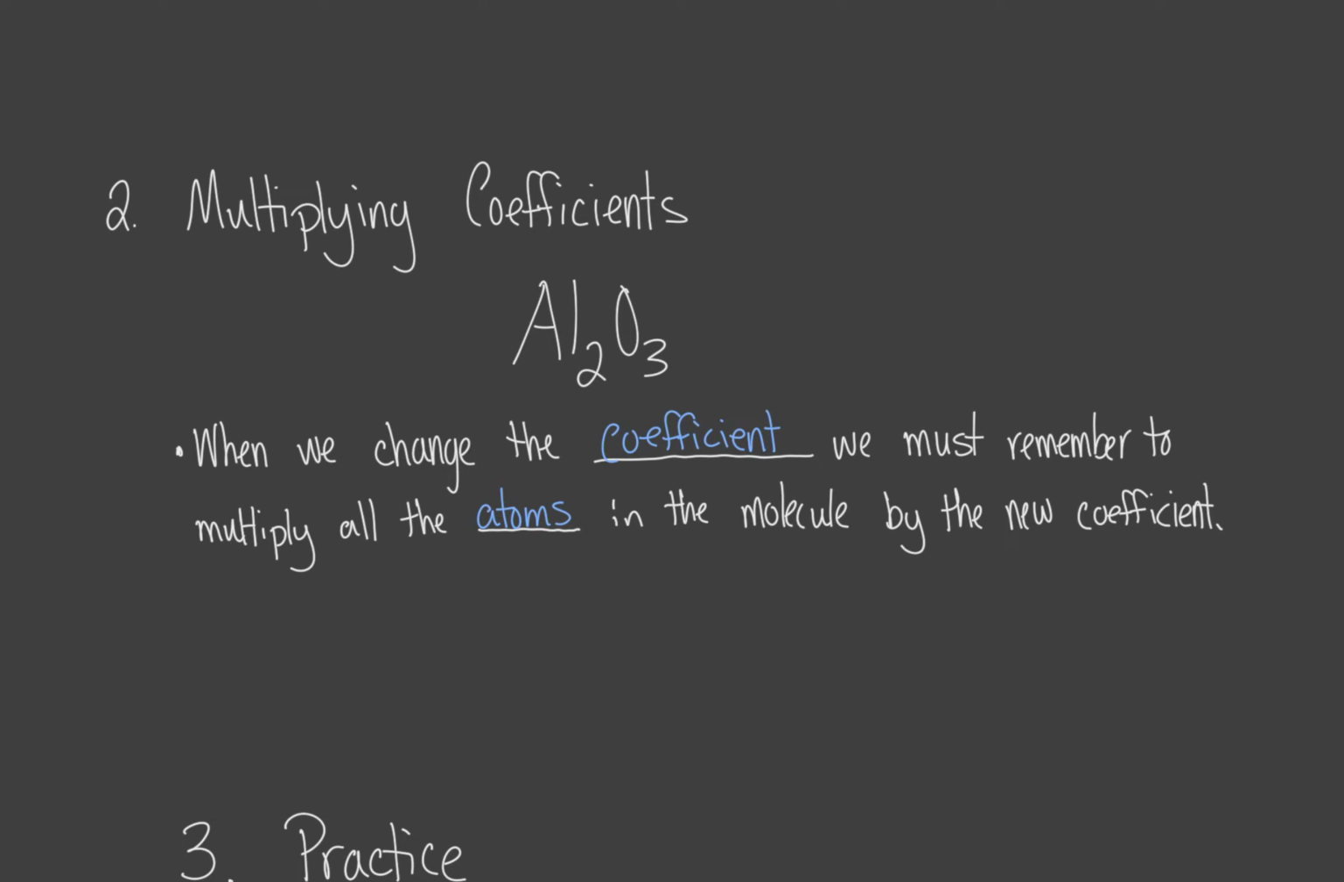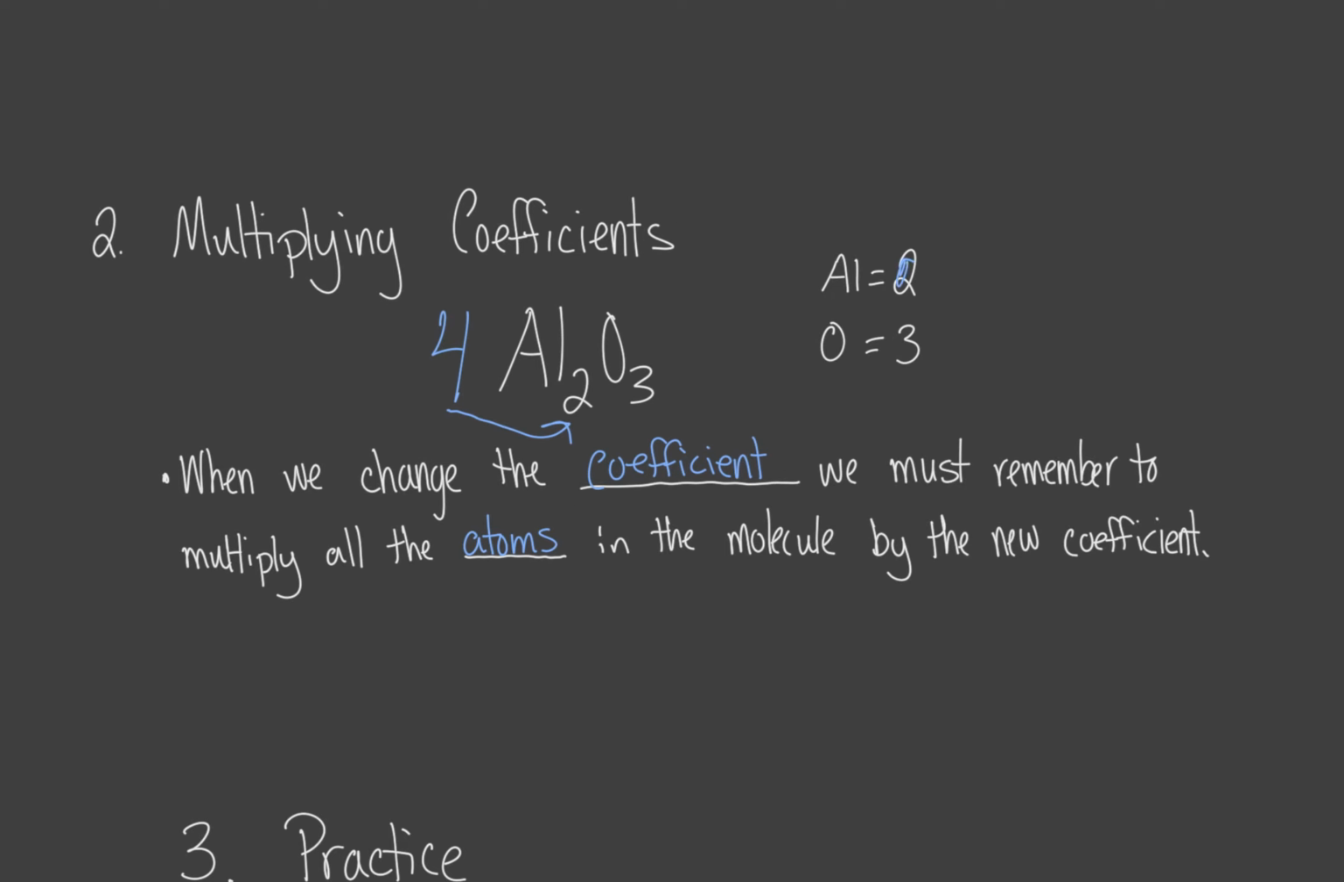So again, for this molecule of aluminum oxide, we have aluminum atoms and we have oxygen atoms. And right now we have 2 aluminum atoms. That's being told to us by this subscript. And we have 3 oxygen atoms. That's what this subscript tells us. But if I have to change the coefficient to 4, we have to remember to multiply. So because of this coefficient, we now have 4 times 2 aluminum atoms. So that changes this to 8 aluminum atoms. We now have 4 times 3 oxygen atoms, which changes it to 12. So it's kind of a review of what we just did, but it's the easiest step to forget. If you change the coefficient, you have to remember to multiply that coefficient by all of the atoms in that molecule.